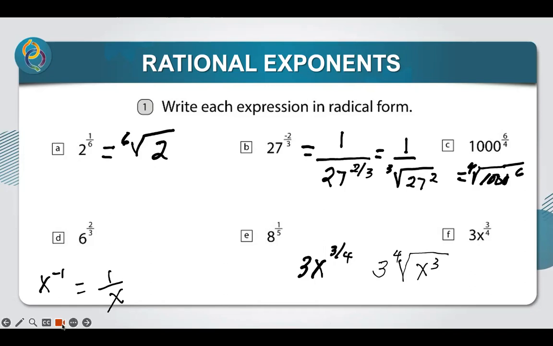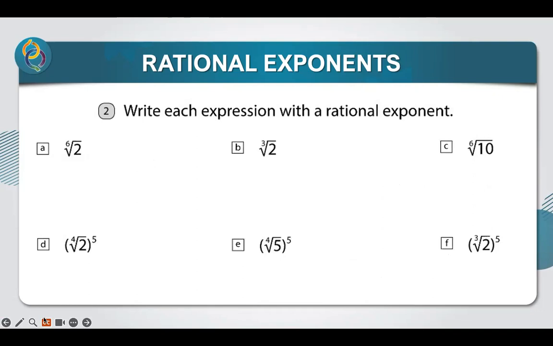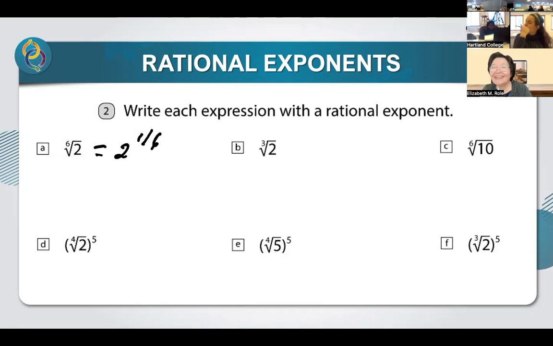Okay, now let's have a different way. We want to write the expression with a rational exponent. 2 to the exponent 1/6. Okay, 2 to the 1/6. I want to see you. All right, next, letter B. 2 to the exponent 1/3. Okay, that's easy. 2 to the 1/3.